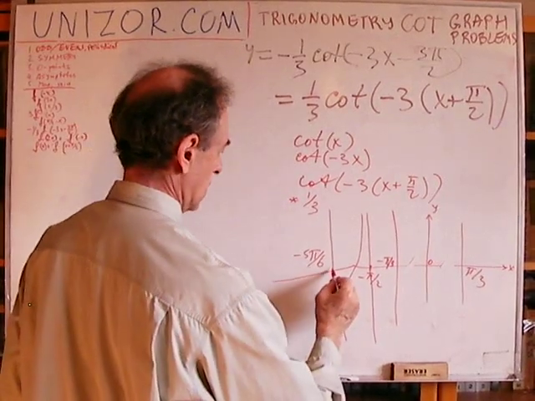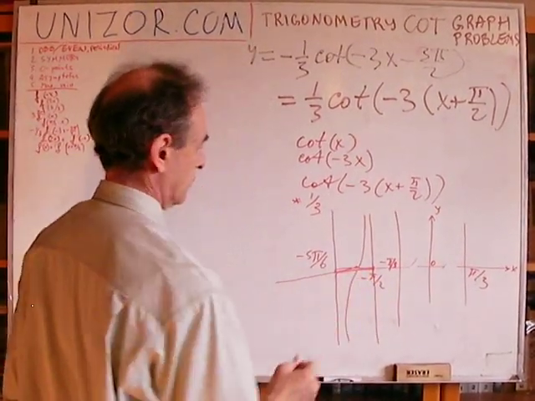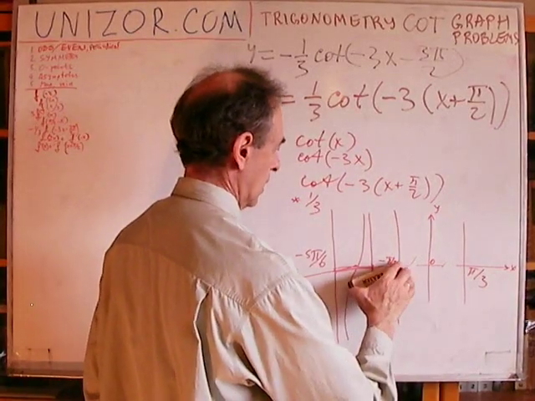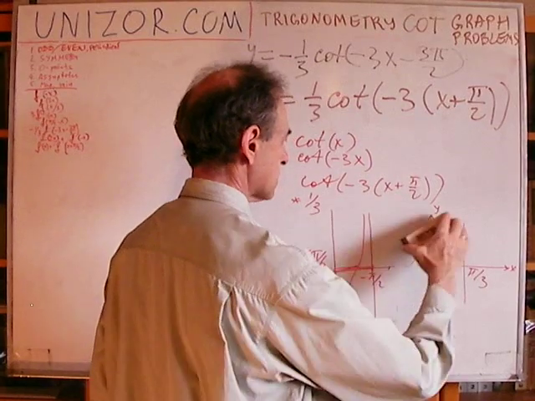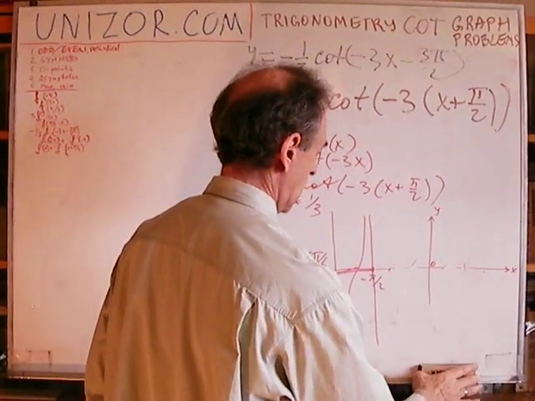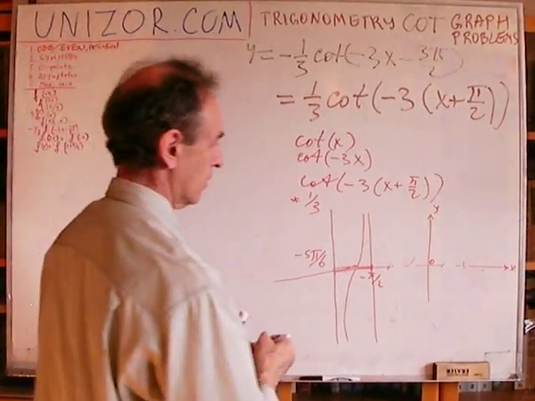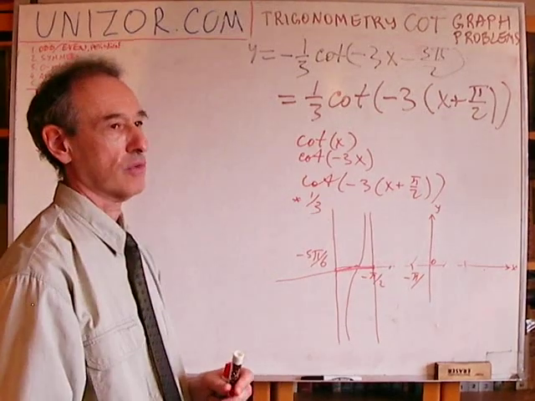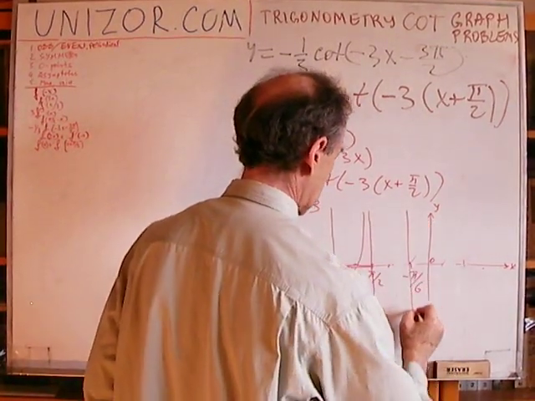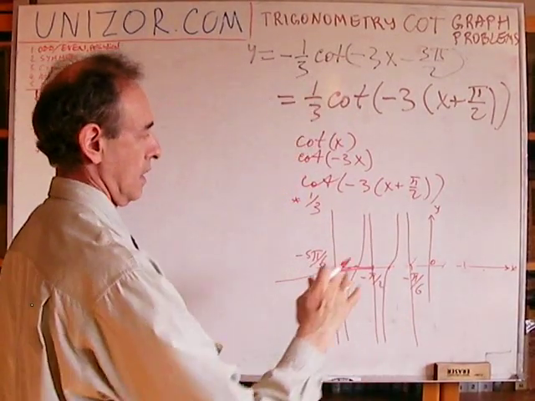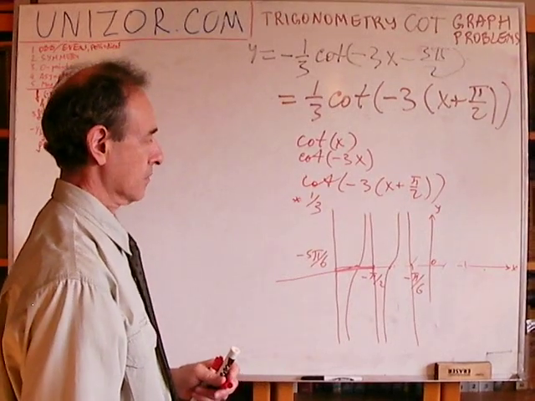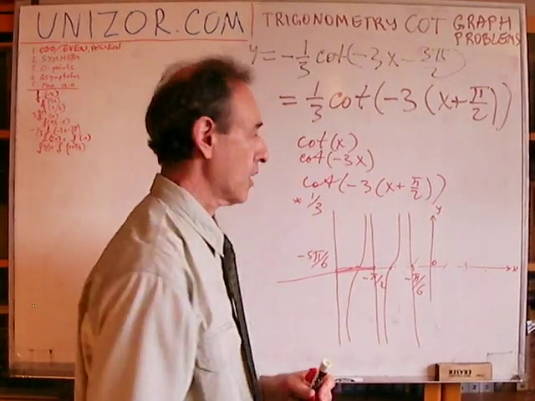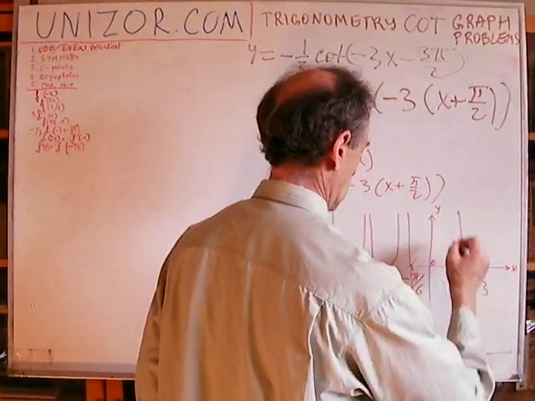So this is, right now, from minus 5 pi over 6 to minus pi over 2, our periodicity. And obviously we can repeat these particular asymptotes every pi over 3. So the next one would be minus pi over 2 plus pi over 3, that's minus pi over 6, right? So that would be my next. And then plus pi over 2 minus pi over 3 is pi over 6. So this is my next.